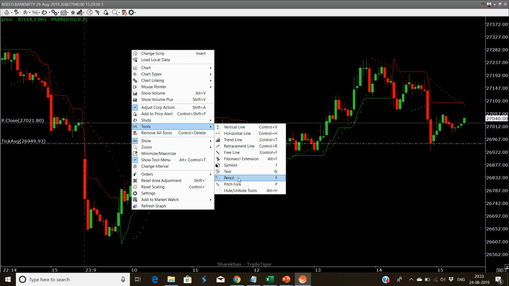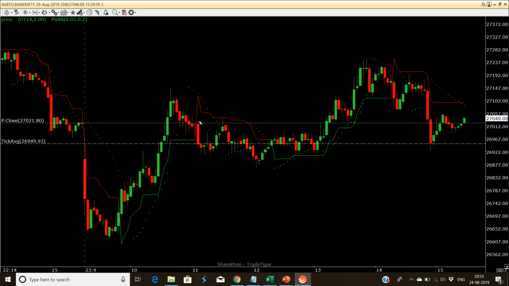You wait for another entry here, and then take a short and follow the trailing stop loss. In a sideways market, it will be very difficult to trade this model. I'm telling you very frankly, because in sideways markets the trend keeps changing multiple times. So how do we avoid this kind of confusion?